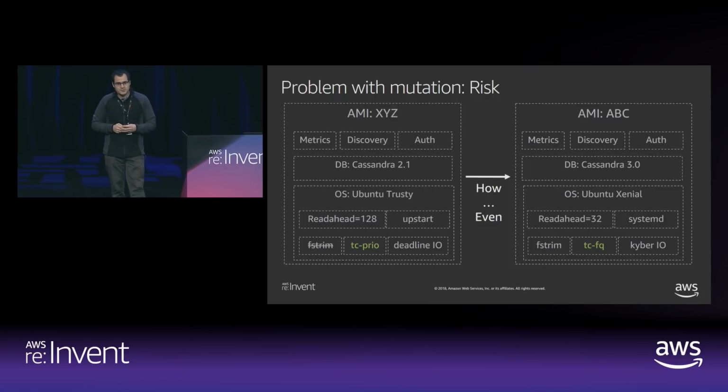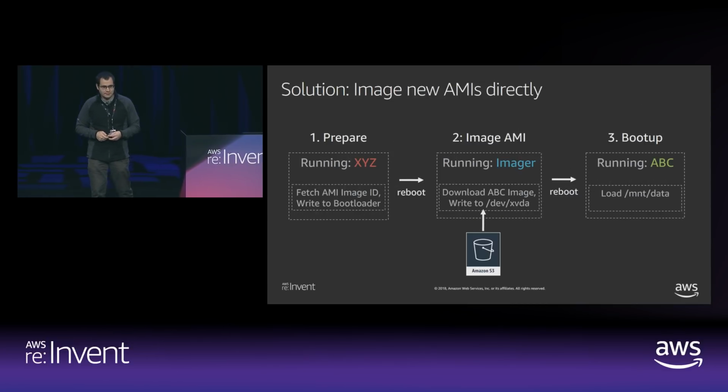So what we did at Netflix was we looked at this problem. We said, OK, we know that in order to handle the hard problem, going from Upstart to systemd or from Cassandra 2.1 to 3.0, we're going to have to reboot the instance. So we designed a way of rebooting the instance where you would start running AMI XYZ, and then after a reboot, you would be running the new AMI. Let me explain how that works. It's a simple 3-step process.